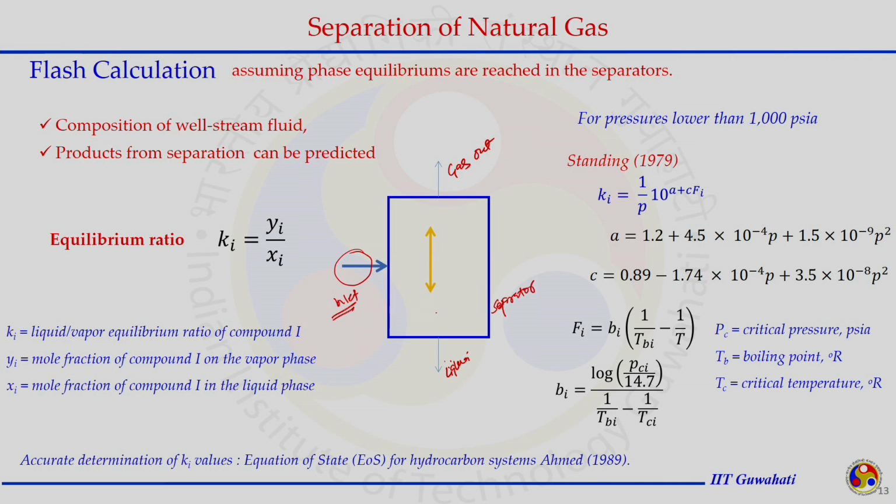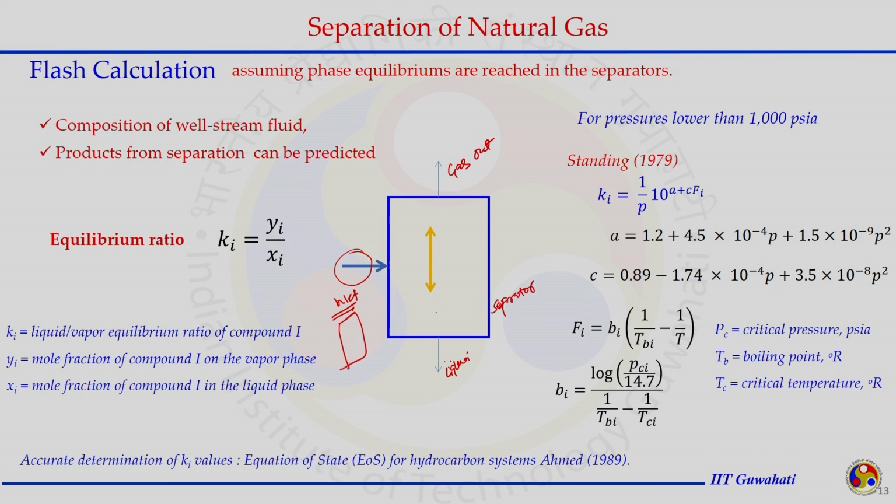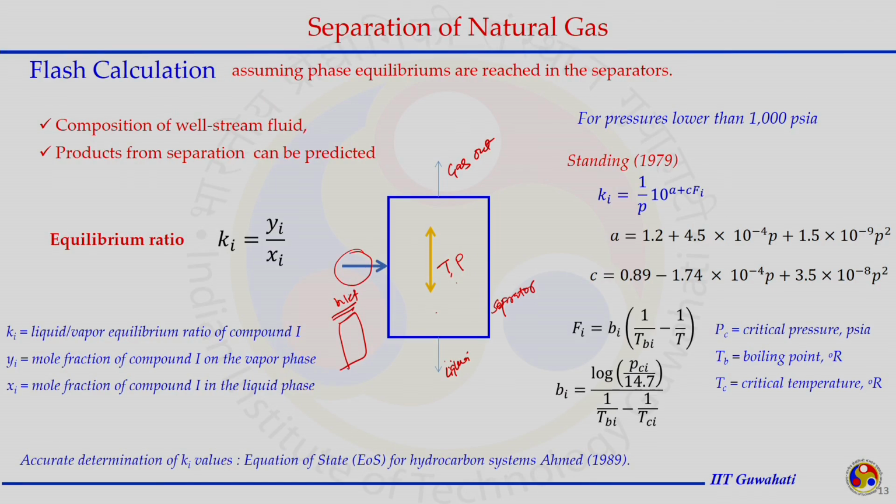We know that at the inlet the fluid is entering the separator, and we can measure the composition by performing gas chromatography. Assuming we know the composition here, the fluid enters the separator that is set at temperature T and pressure P. Another assumption we are going to make is that phase equilibrium is achieved for each component present in the inlet stream, and at that condition we can predict the products from the separation.